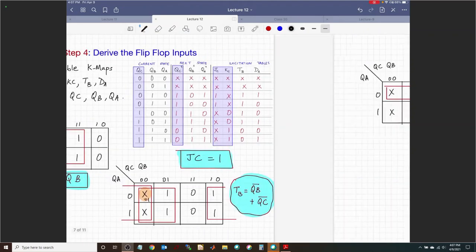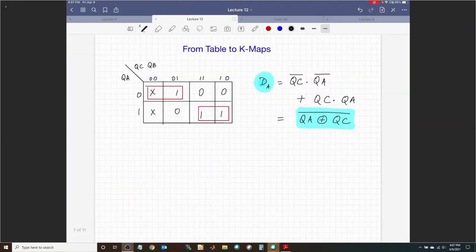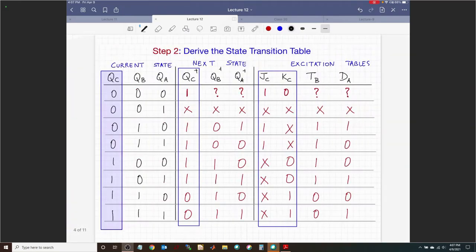And even for D, it looks like this guy is a part of my group. So I'm considering that as a 1. So for both toggle and data flip-flop, I have used that particular don't care situation as part of my group. So I'm considering it to be a 1. If I go back, that means that I need to change this to a 1, change that to a 1. Which also means I can figure out what is QB plus and QA plus.